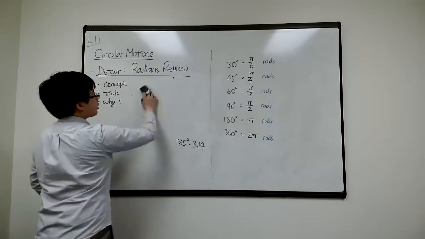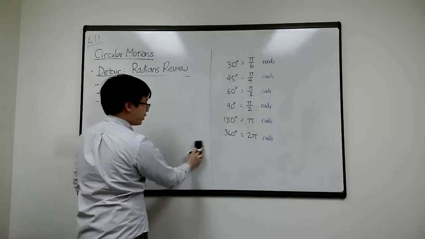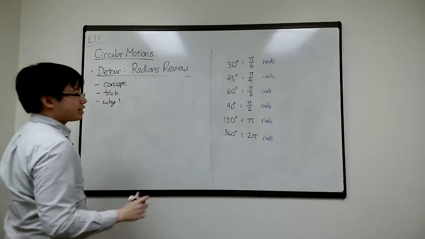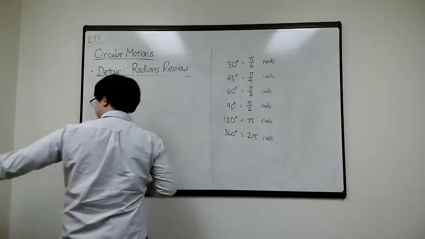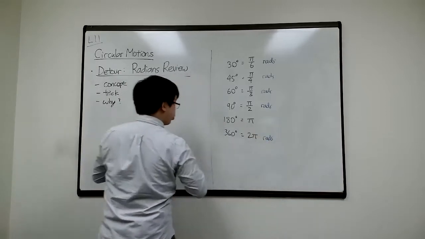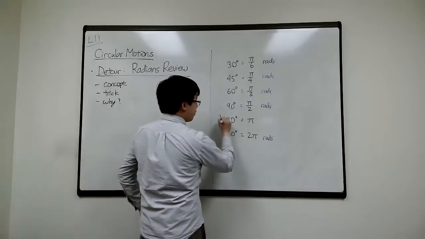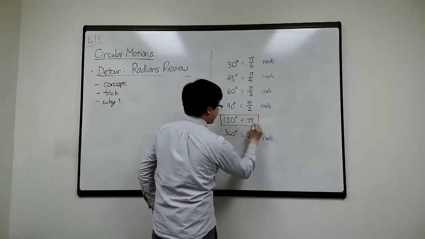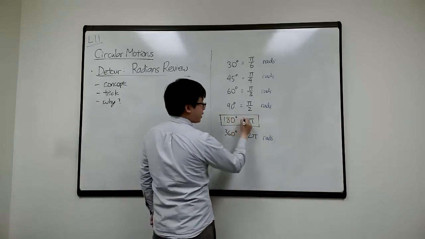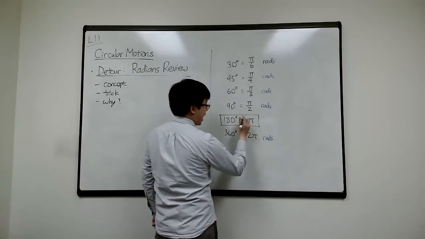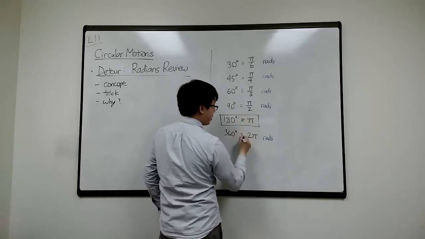Okay, so let's get to the trick, right? How do you convert between them? To convert them, this is my main trick: remember this particular identity. This is not just equal, these are identical. This is an identity, okay? All of them are.